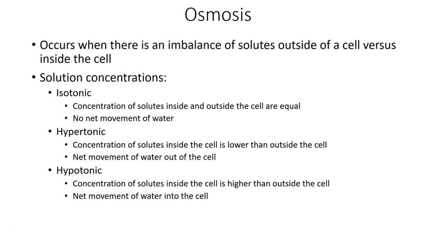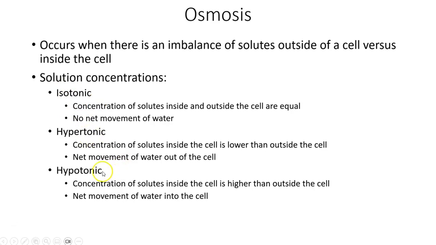So we're not measuring more water on one side than the other because the movement is equal back and forth for an isotonic solution. A hypertonic solution, so this is when the concentration of solutes inside of the cell is lower than outside of the cell. So hyper, that prefix means above, so the concentration of solutes outside of the cell is higher than inside of the cell. So our net movement of water is going to be moving it out of the cell to try to equalize those concentrations and make the concentrations inside and outside of the cell isotonic.